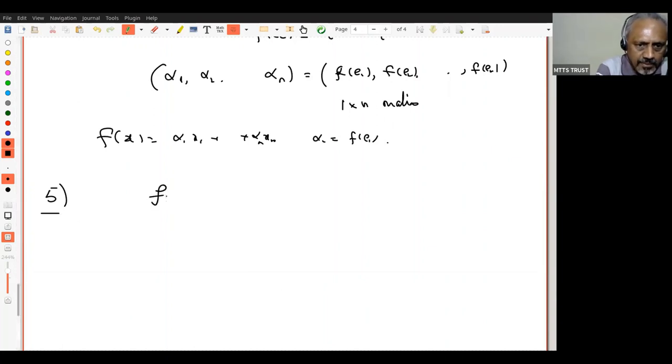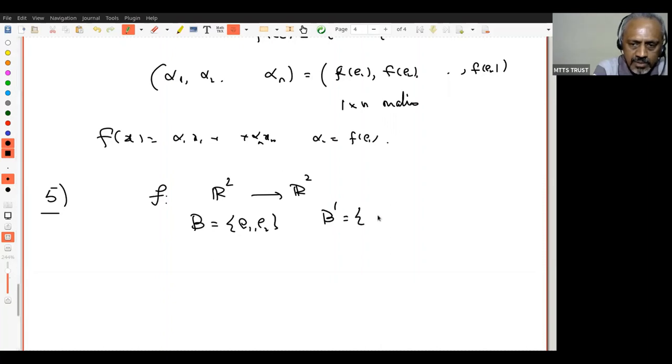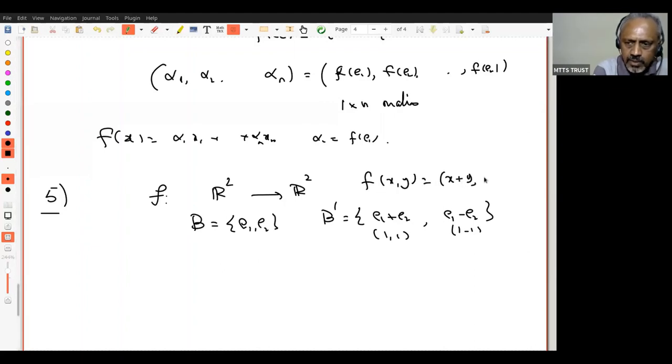Now let's do a very simple-minded thing. Suppose I have a linear map from R2 to R2, but for B, the basis for the domain, I'll choose the standard basis e1, e2. And for the codomain, I'll choose the basis e1 plus e2, that is (1, 1), and the other basis element e1 minus e2, this is (1, -1). You understand? And I will define f of (x, y) equal to, let us say, (x plus y, x minus y). Or let me make it slightly more difficult.